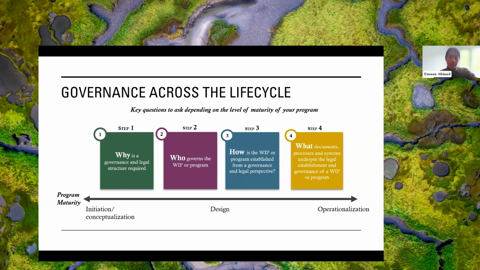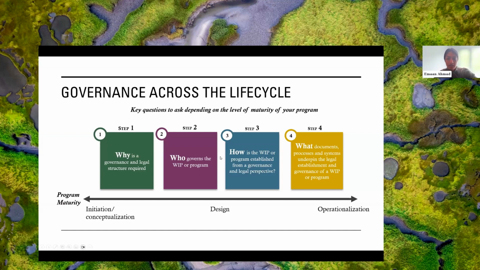And then finally, as you move towards operationalization, you're thinking more in terms of documenting the 3 mechanisms I had mentioned in the previous slide. So you're developing those documents, you're developing the processes, you're developing the systems, you're developing your charters that will kind of underpin your legal arrangement and underpin the governance of the program.